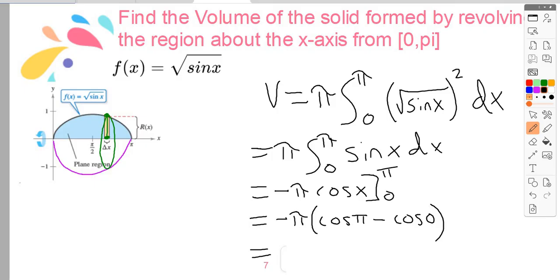What does cosine start at for its graph? 1. So that means that cosine of 0 is 1, which means on the opposite side, it's going to be negative 1. At pi over 2 and 3 pi over 2, it's 0. So negative 1 minus 1, times a negative pi, just gives us 2 pi. And out there is.